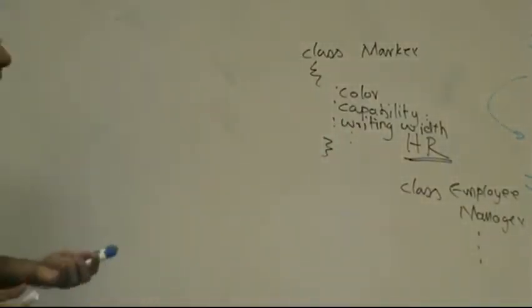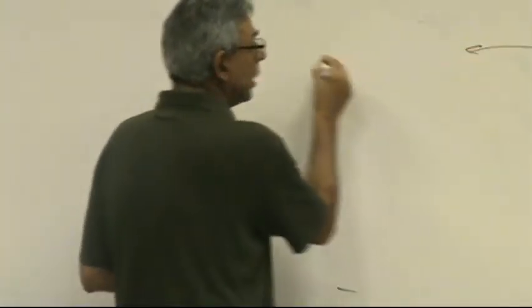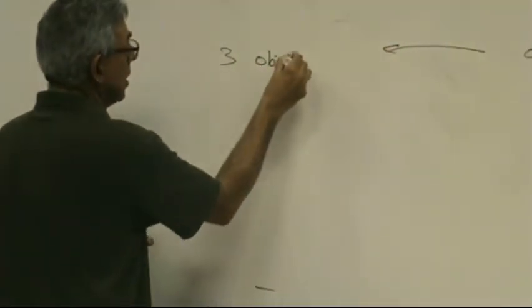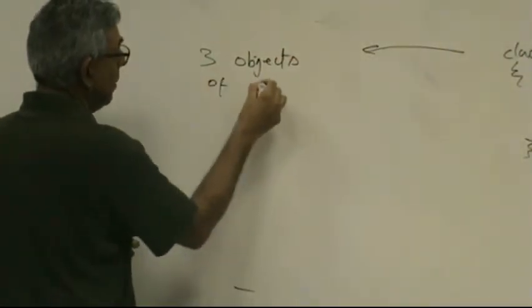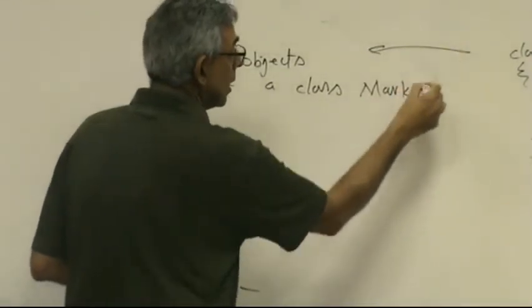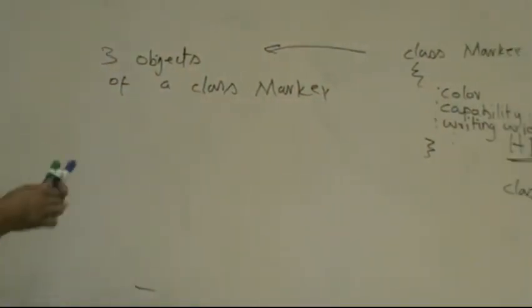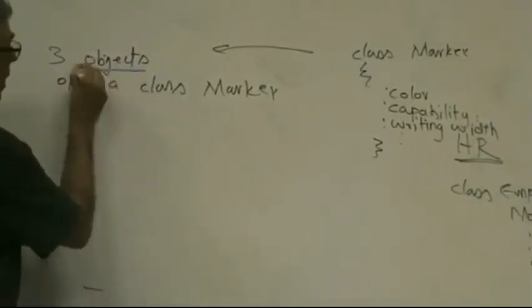So once we have created a marker, if I have 3 markers, each one is different from the other, right? So then what we'll do is we'll create 3 objects of the class marker. So marker is the class. These are the 3 real entities, and those are what are called objects, right?